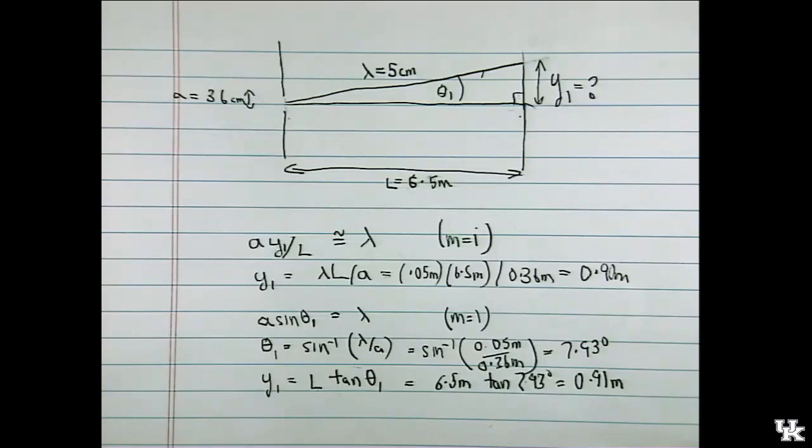And that's what we're basically finding here, right? The locations of the dark fringes on the screen were 0.9 meter, and that's relatively small compared to the distance to the wall. That was 6.5 meters. And that's why we got pretty close with the approximate calculation rather than the exact calculation.